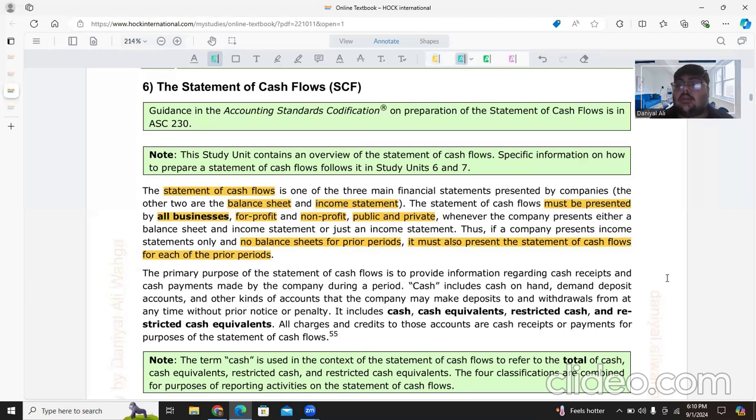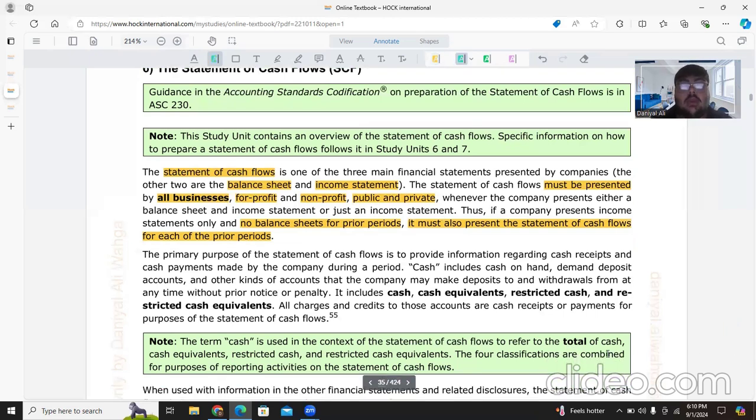I hope you understand. Slowly, we're going to move forward. You need to understand what this paragraph is explaining.